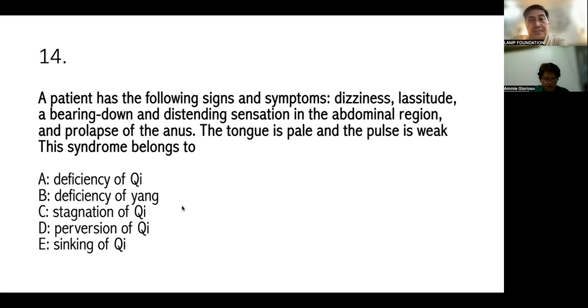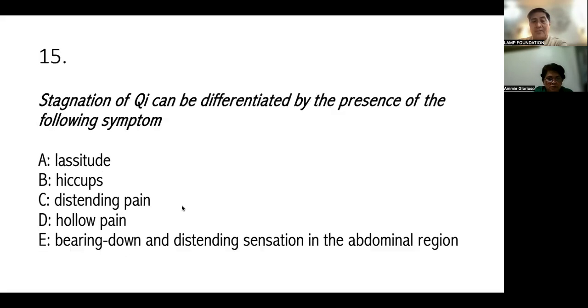Number 14, a patient has the following signs and symptoms: dizziness, lassitude, bearing down and distending sensation in the abdominal region, and prolapse of the anus. The tongue is pale and the pulse is weak. This syndrome belongs to letter E, sinking of qi. Okay. Ano po dito yung what will clinch the diagnosis? Sinking of qi, there is a prolapse of the anus. Okay, very good. Saka distending sensation, abdominal region.